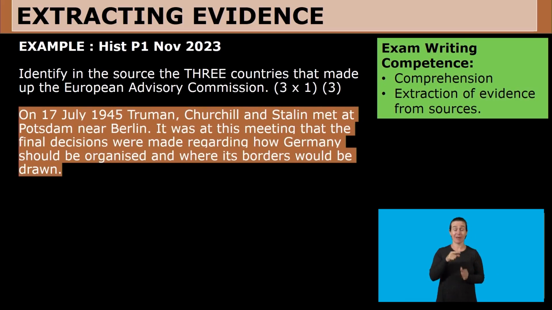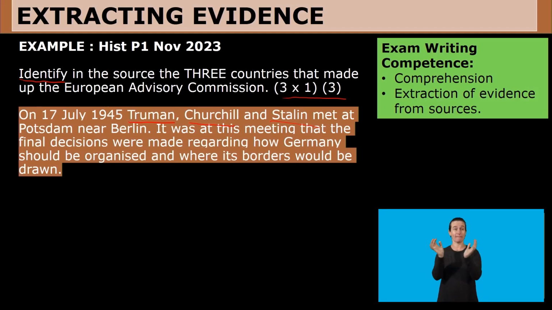Identify in the source the 3 countries, so I'm going to underline identify, the 3 countries that made up the European Advisory Commission. And you can see the mark allocation is 3 times 1 equals 3. On 17th July 1945, Truman, I'm going to underline Truman, Churchill and Stalin met at Potsdam near Berlin.